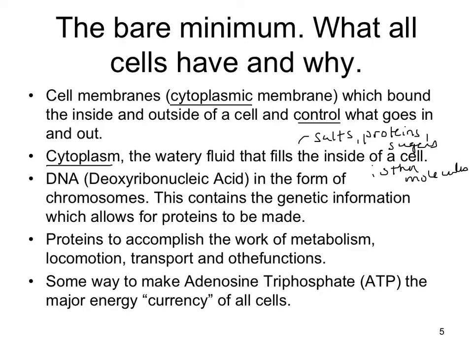All cells also have chromosomes, and the chromosomes are made out of what is called DNA, or deoxyribonucleic acid, DNA. Okay? This is a really important molecule, and it's important because it contains what we refer to as the genetic information, or the blueprints, that allow proteins to be made. And proteins are a group of molecules that accomplish all of the work of a cell.